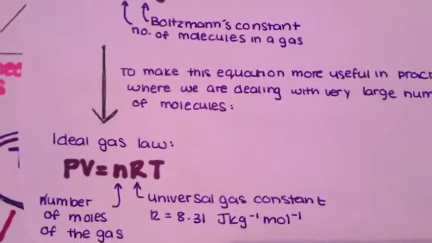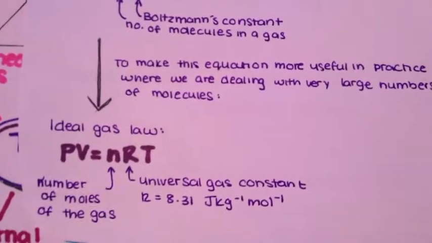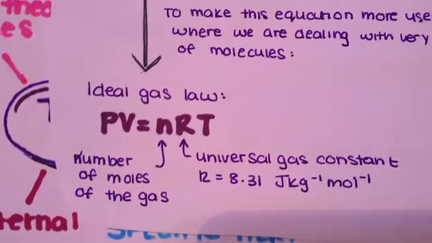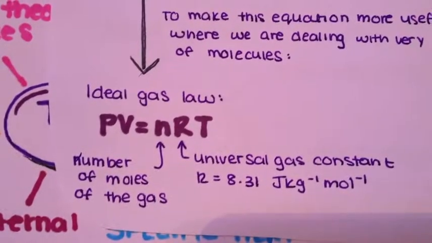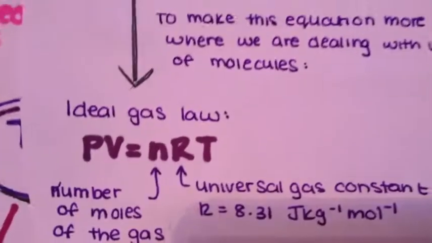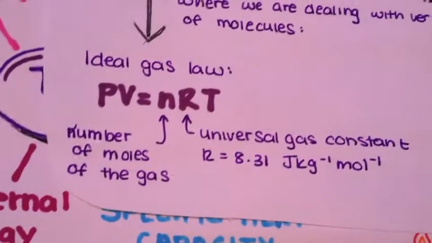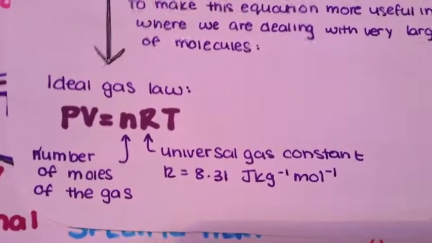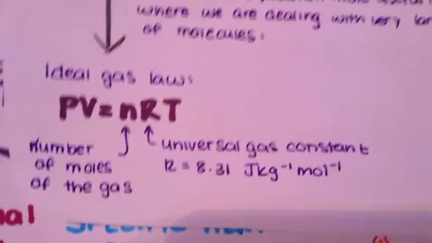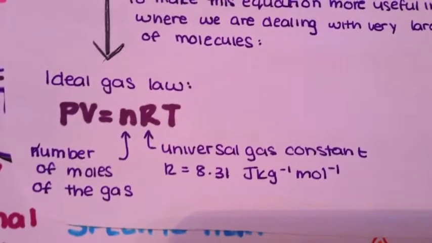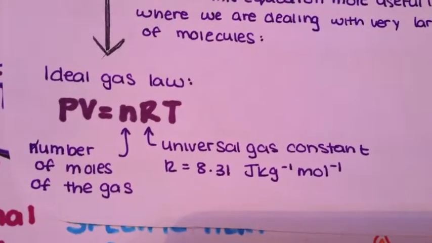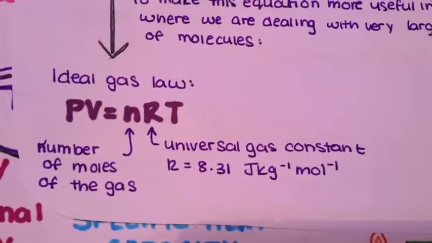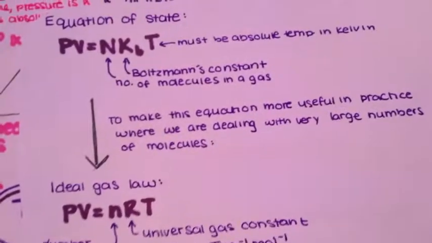Also, to make this equation more useful in practice, where we are dealing with very large numbers of molecules, we replace Boltzmann's constant and the number N to obtain this equation, where n now is a small n, and it is the number of moles of the gas. And instead of Boltzmann's constant, we have R, which is another constant, the universal gas constant, which is equal to 8.3 J kg minus 1 mole minus 1. And these can be used if we have an ideal gas.